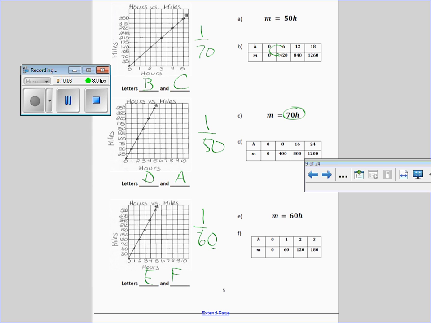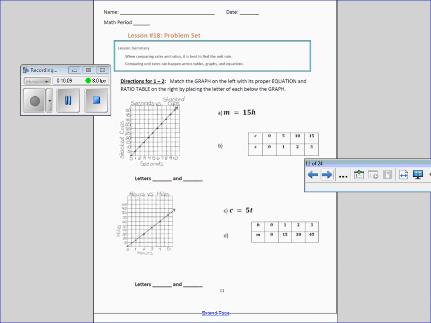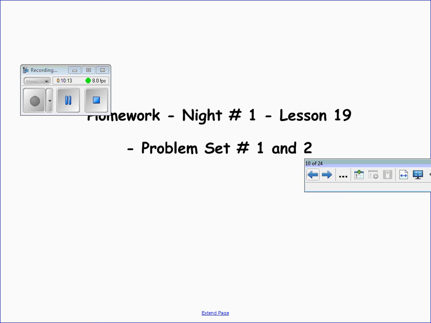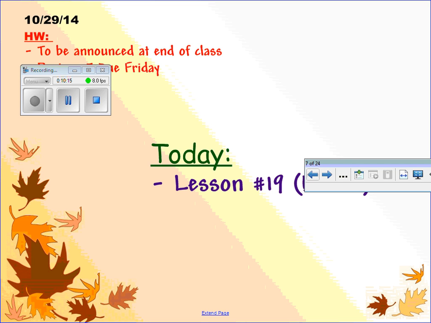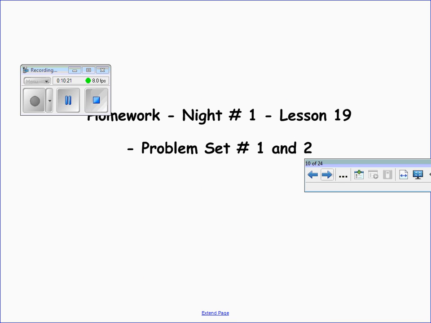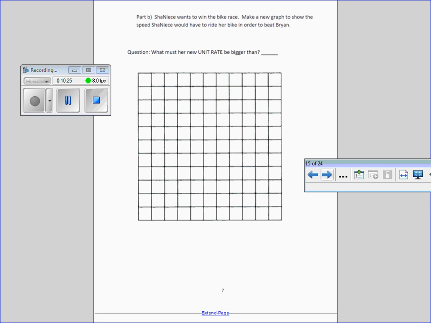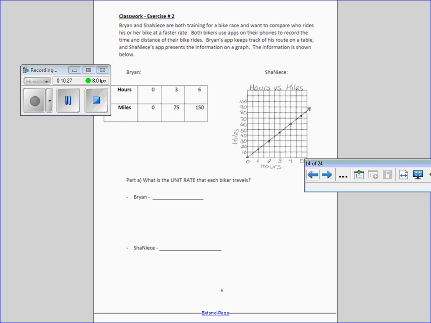All right, let's do the next one together. And then you guys are going to group up, and I'll tell you what your homework is. Skip that. Skip that. Where'd it go? Hold on a minute. Oh, I see what happened. Okay. All right, it's this page.